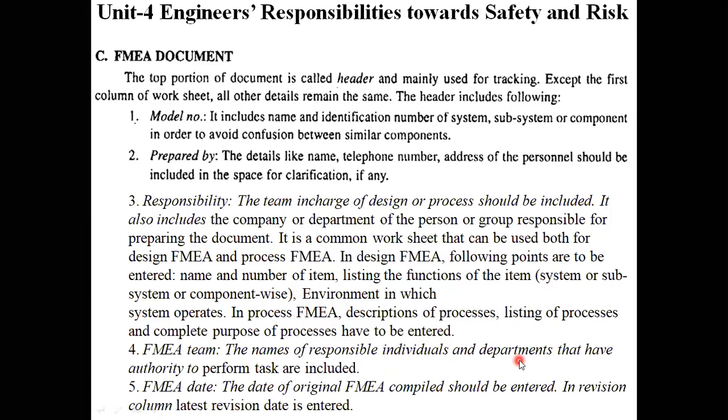Individuals and departments, what are the departments included in that particular operation, those departments should also be included. Okay. FMEA date, the date of original FMEA compiled should be entered.